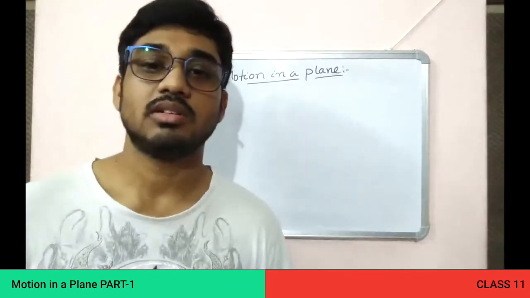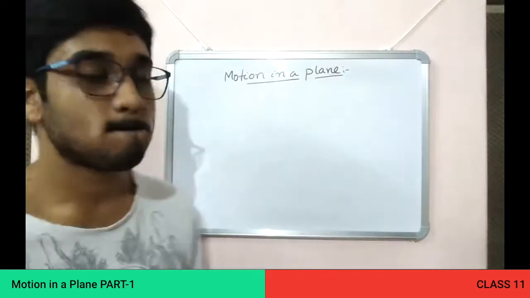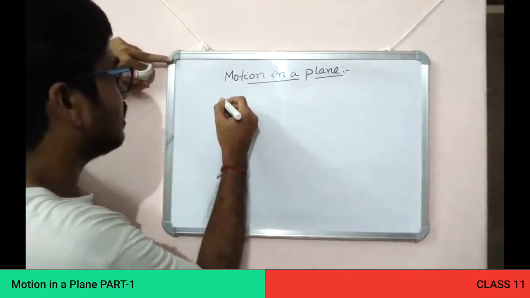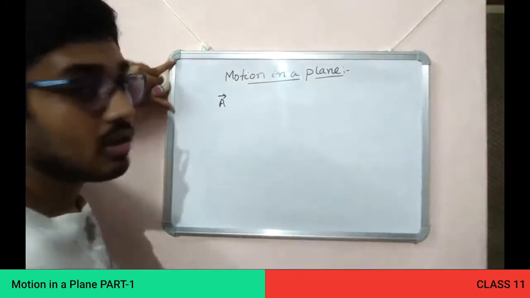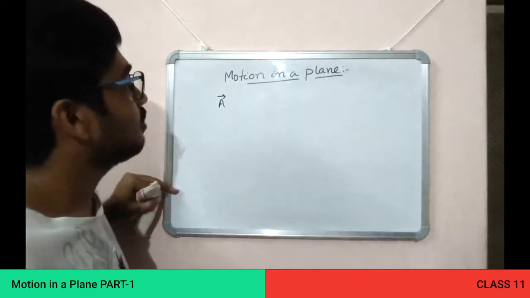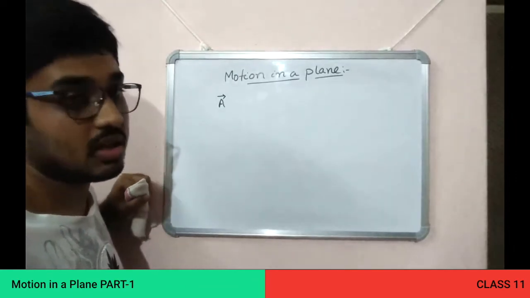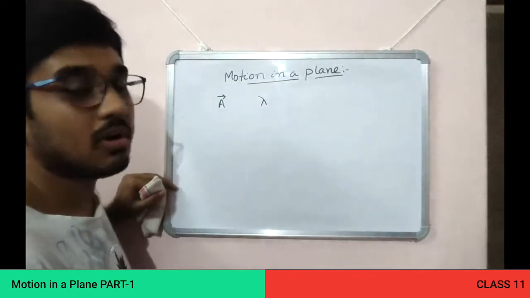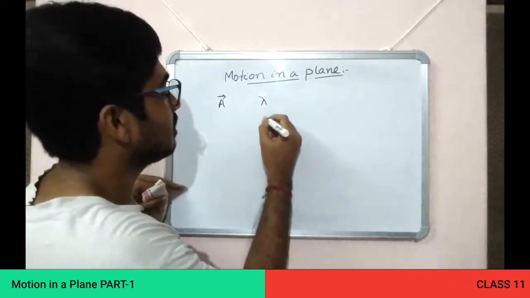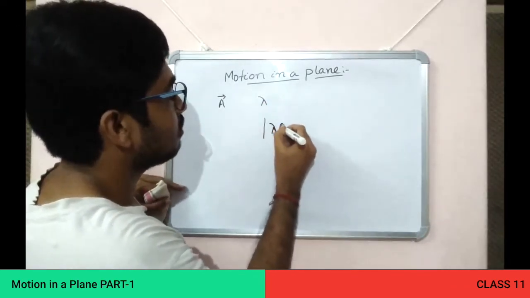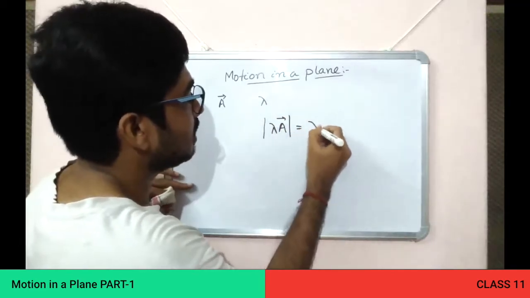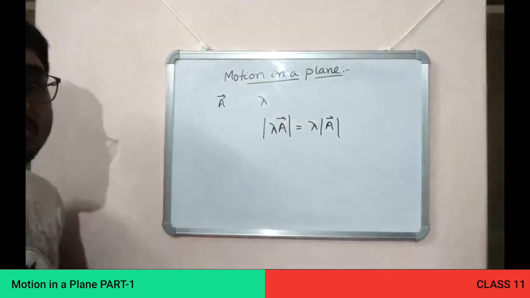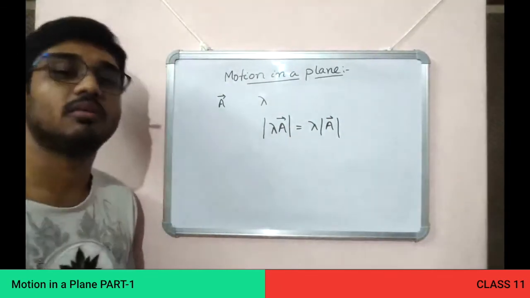Now we will discuss some properties of a vector. Let's see. Suppose there is a vector A. If you try to multiply A with a constant value or a scalar quantity, suppose lambda, then this multiplication will be like this: lambda into A will be written as lambda A. Simple rule. Just multiply with the vector.